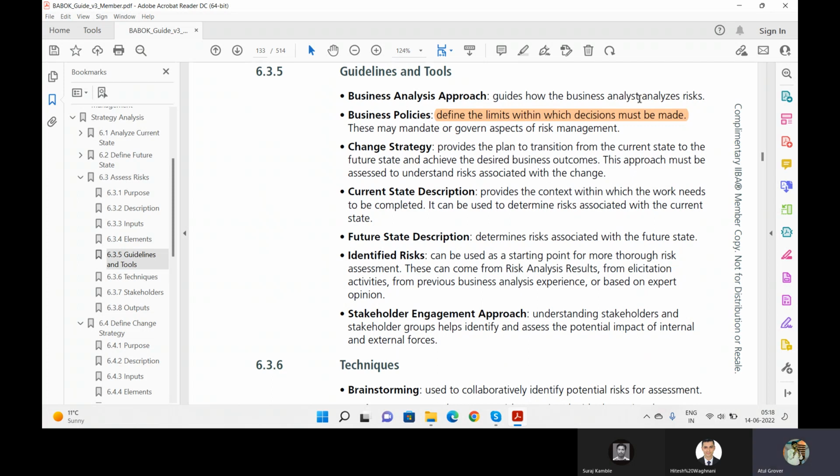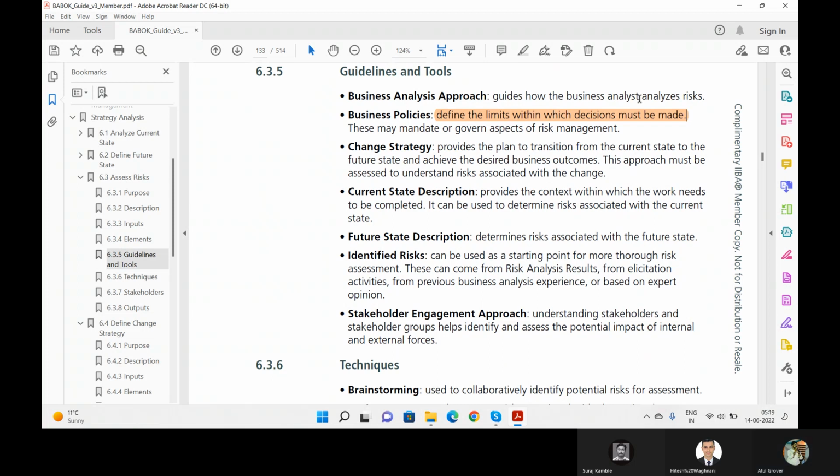Okay. Current state description. Current state description says that when you're evaluating your current state, it also gives you a picture that, okay, I am able to take a risk here. Okay, your future state. Your future state confirms whether you have the capacity to take a risk or not. Okay, and the last, identified risk. What is the starting point for this assessment, so that you can evaluate the risk part here.